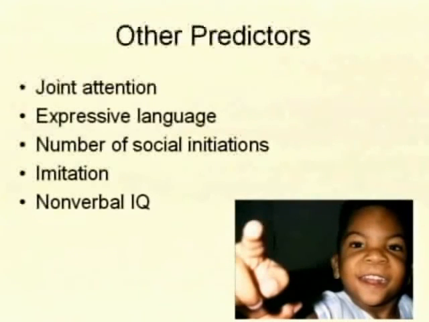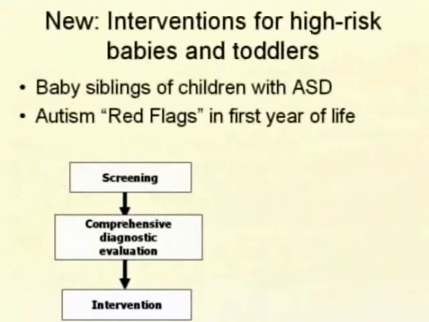Other predictors that we know of are joint attention skills, expressive language, particularly by age 4 and 5. How many initiations you're already making on your own. So if you're a child who's already seeking out other people, chances are you're going to build faster than a child who needs to be motivated to do that first.